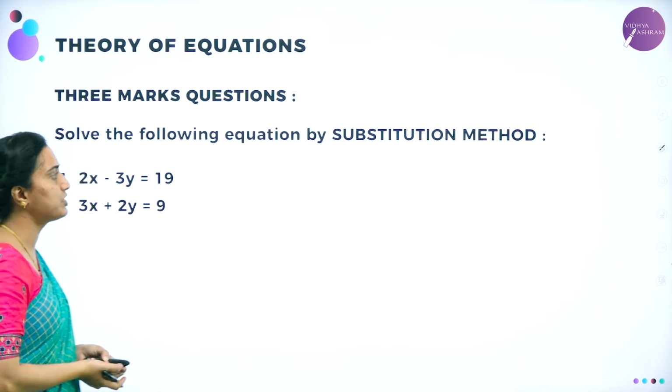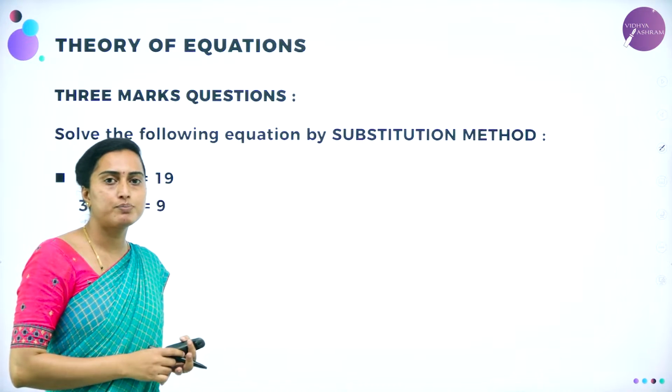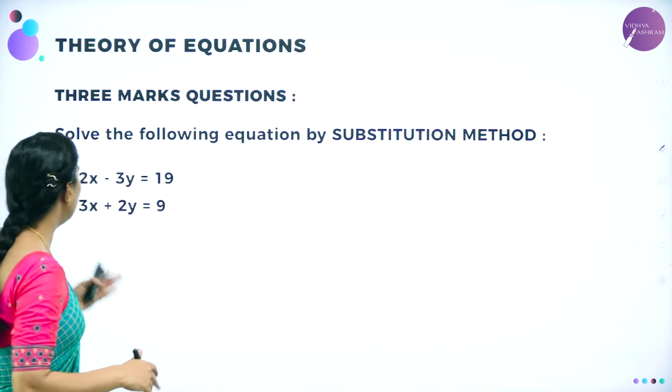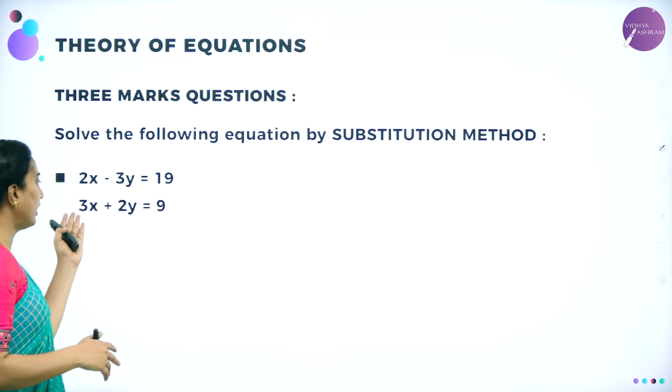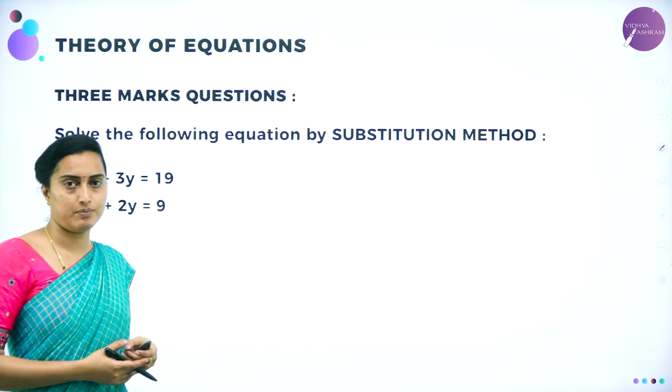Solve the following equations by substitution method. What is the substitution method? You are going to substitute either x in terms of y or y in terms of x. So here you have 2x minus 3y is equal to 19, 3x plus 2y is equal to 9. That is by substitution method.